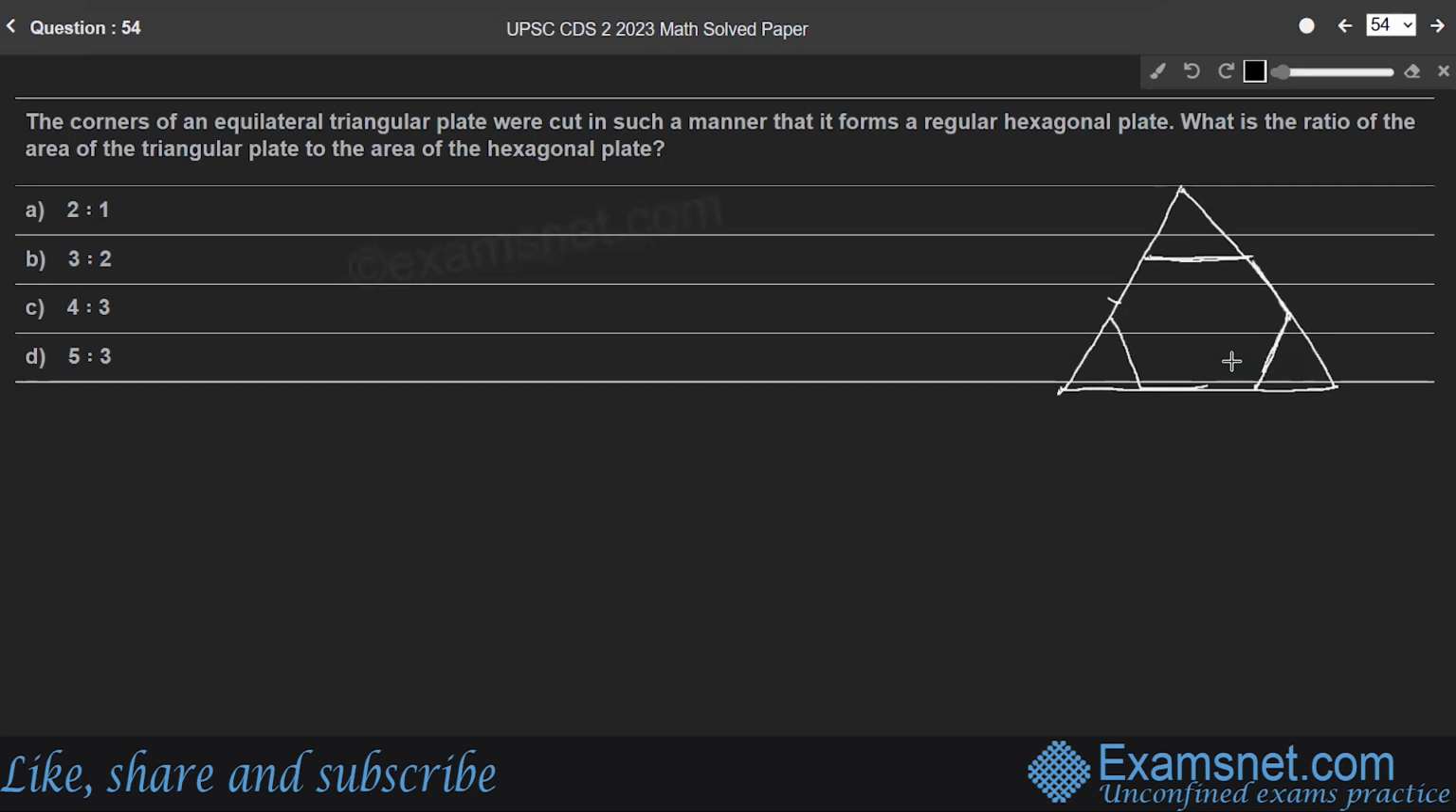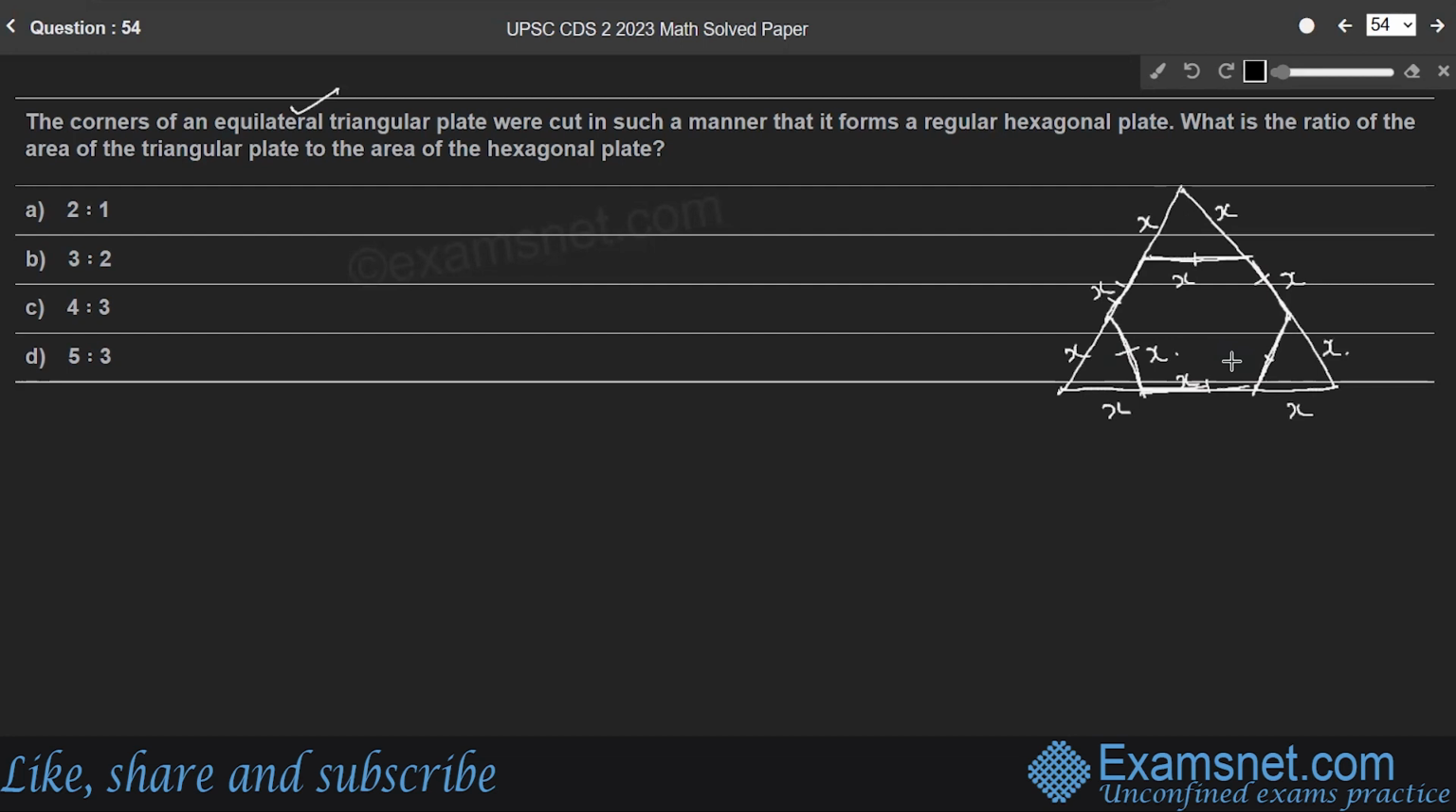Corners were cut, right? Since we got a regular hexagonal plate, all sides are equal, right? All sides are equal, right? So let the measure of each side be x, x, and x, right? So here, the triangular plate was an equilateral triangular plate, so all the sides were equal. Therefore, each part was x, so each part was x here.